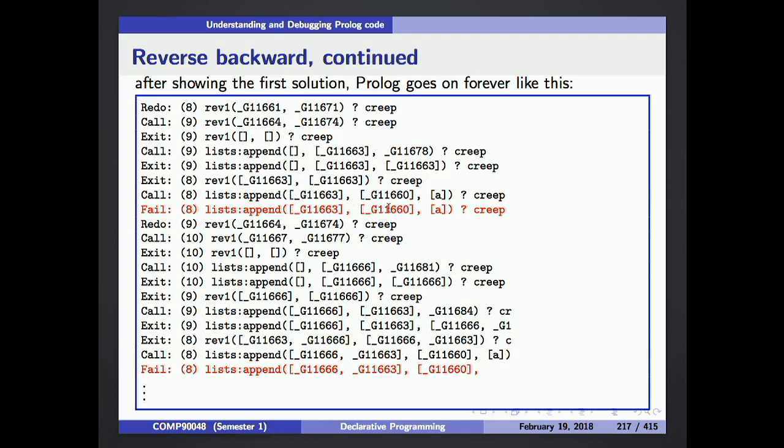So it says, oh, well, that's no good. So was there something else? Well, yes. When I made this call here, I tried the first rule to get this success, but I could have tried the second rule. So let's go back and redo that call.